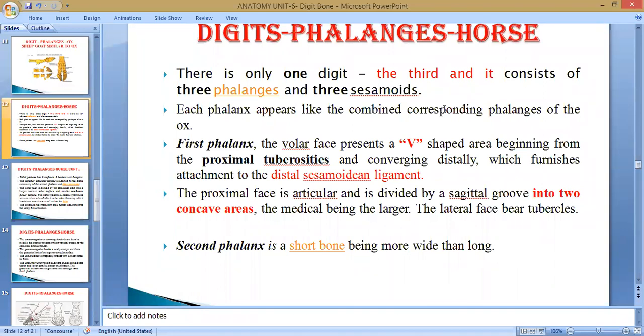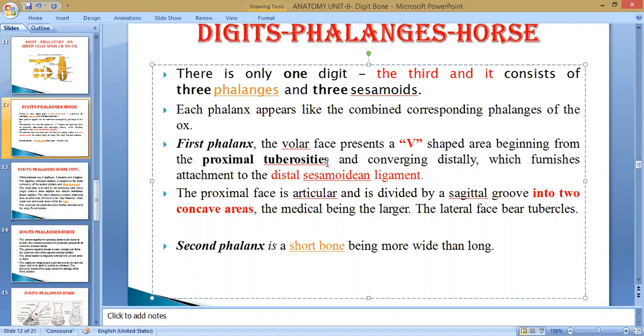Externally we are not able to separate them, but when we dissect the bones superficially, dissecting the muscles and skin, then three phalanges are clearly visible. So the first phalanx, its plantar surface, the volar surface, presents a V-shaped area, and also two tuberosities proximally, and out of the two lateral ones, one is larger and is also for the distal sesamoid ligament.